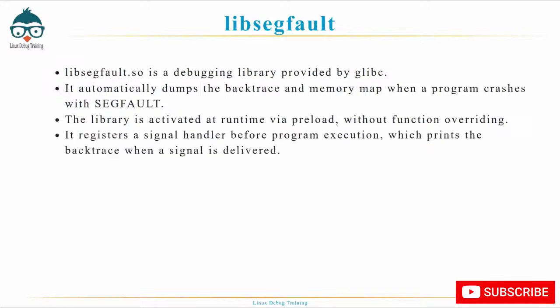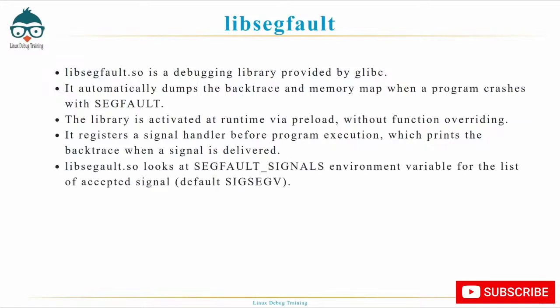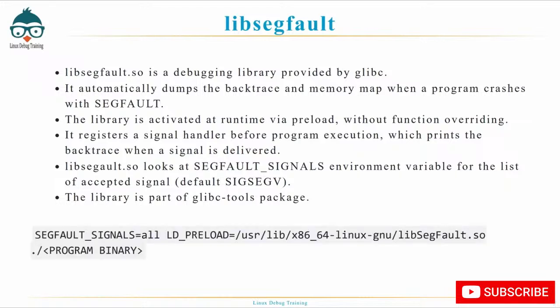It registers a signal handler before program execution, which prints the backtrace when a signal is delivered. libsegfault looks at the SEGFAULT_SIGNALS environment variable for the list of accepted signals, and by default it handles SEGV. The library is part of the glibc tools package, and the library can be loaded for a particular binary using the following command line. We will now take a look at an example of using this library to debug a program which has a segmentation fault in it.